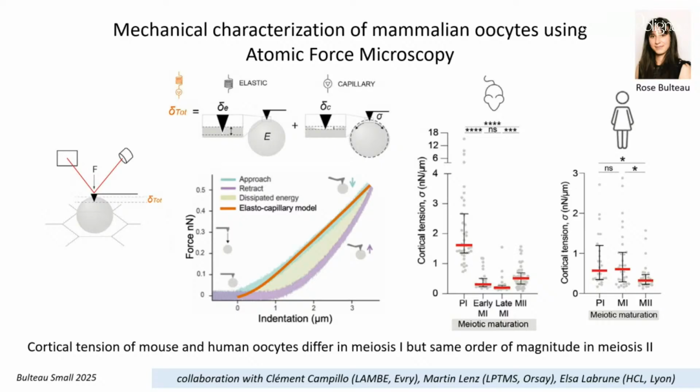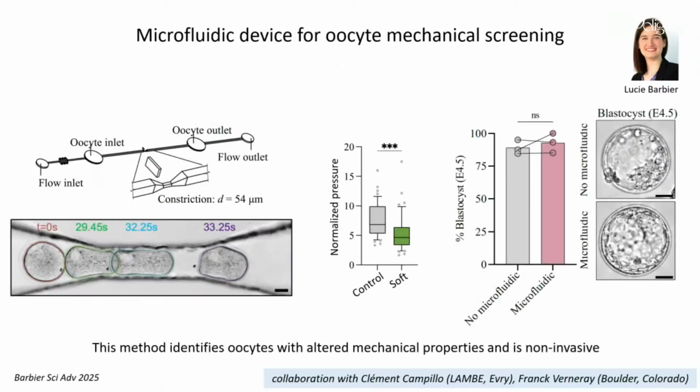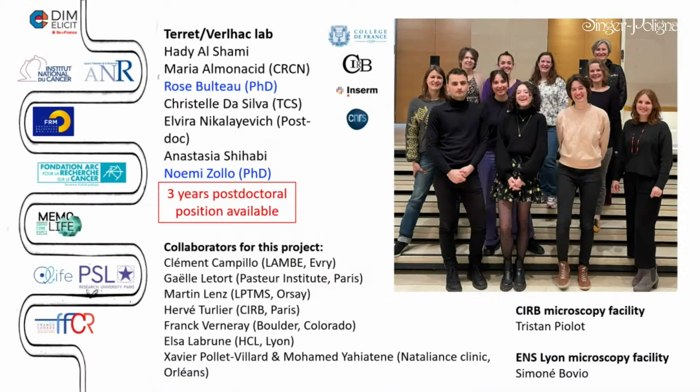She showed in particular that cortical tension of mouse and human oocytes differ in meiosis 1. So they decrease in the mouse and they stay the same value in human. But you have this same difference between prophase and meiosis 2, and they are in the same range, suggesting that the kind of tool that we design here could be used also in human oocyte, and this is what they will test next.